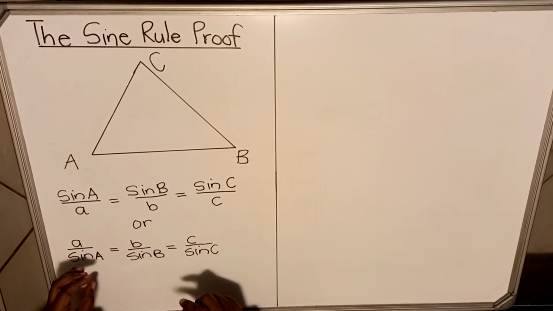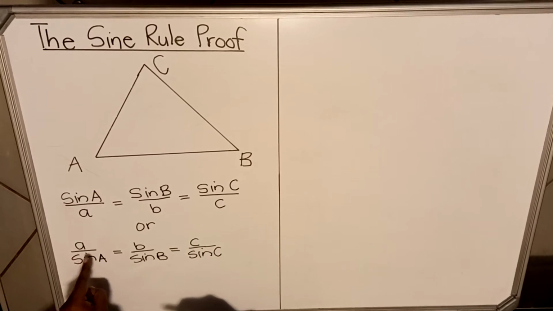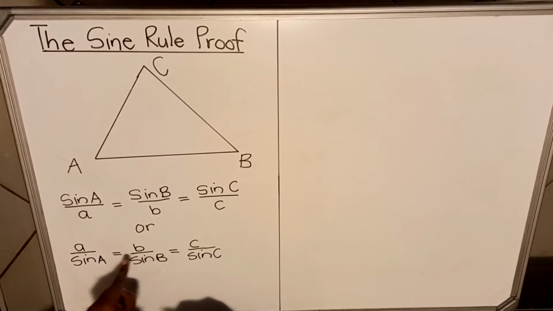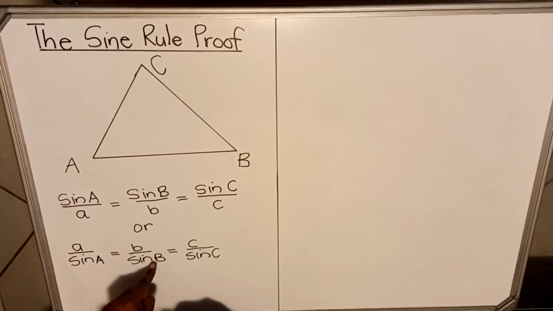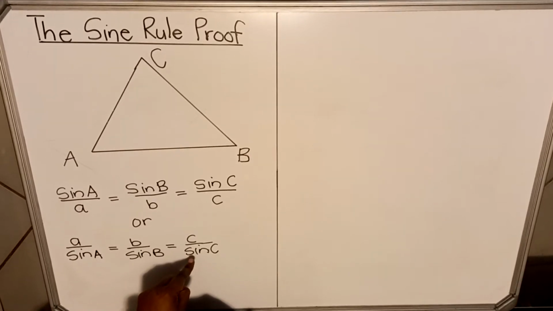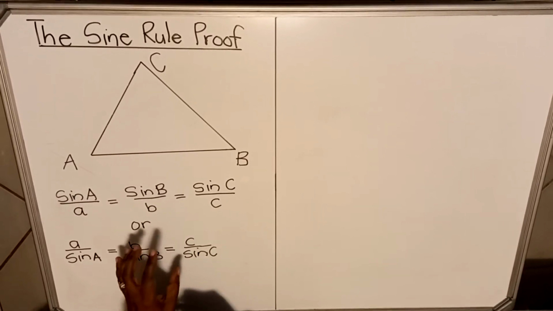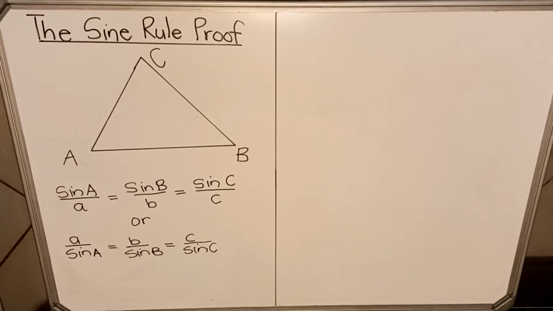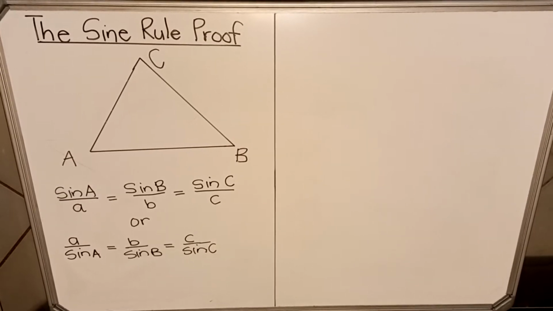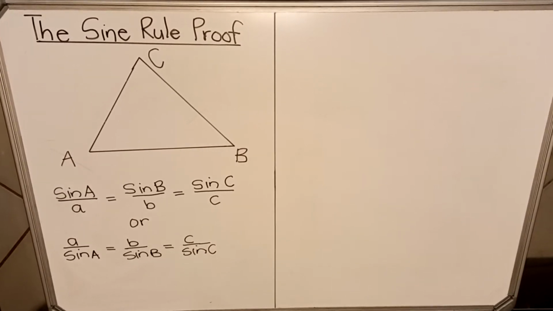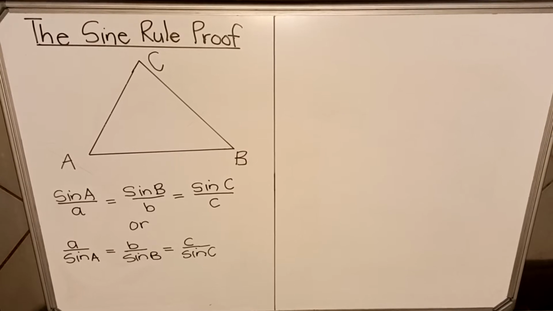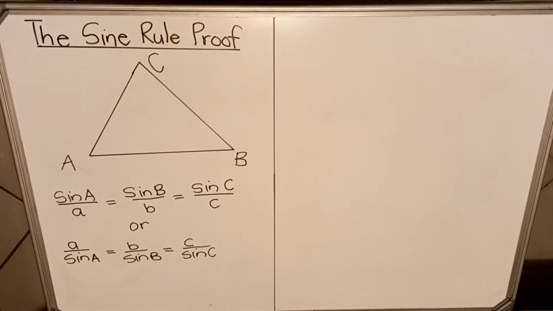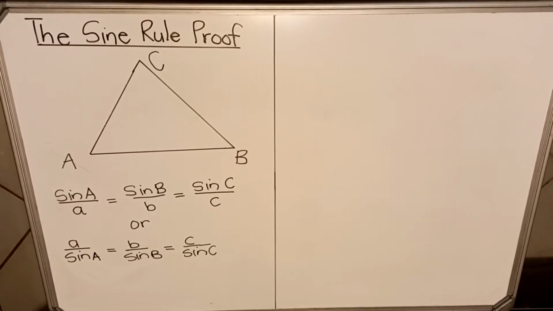Or you can have the sides on top: a over sine A is equal to b, which is the side, over sine B, and then c over sine C. Okay, now when do you use the sine rule? It's when you don't have a right angle. You have a triangle and it's not a right angle triangle. So you use the sine rule to find a side or an angle.